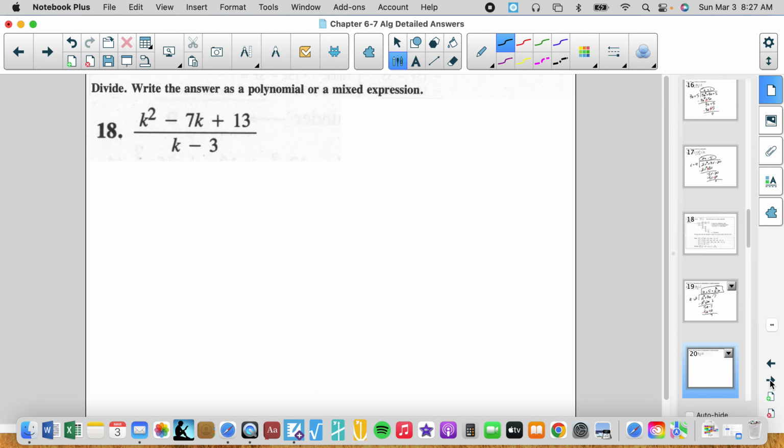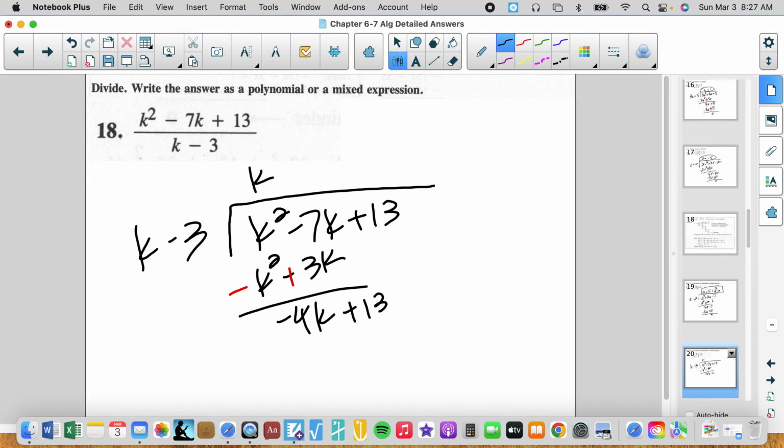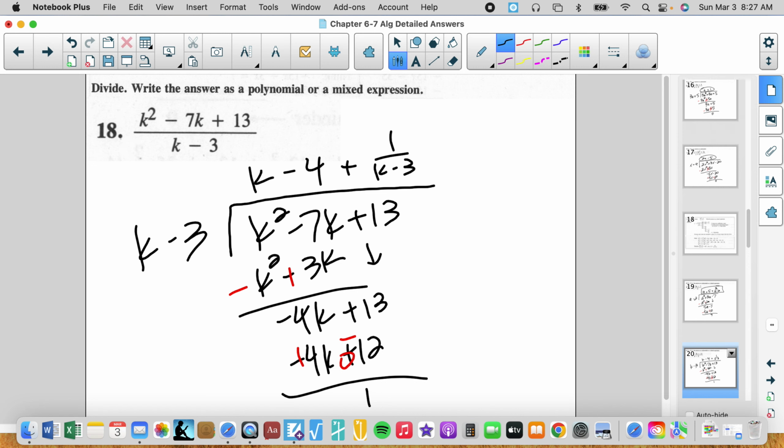Yeah, finally. But that wasn't hard. That's no different. It's just you need to know what to do with your leftover, which is really easy. So we're going to multiply by k. You get k squared minus 3k. Change those signs. Negative 4k plus 13, you're going to multiply by a negative 4, negative 4k plus 12. Change the signs, and you get 1. So plus 1 over k minus 3.